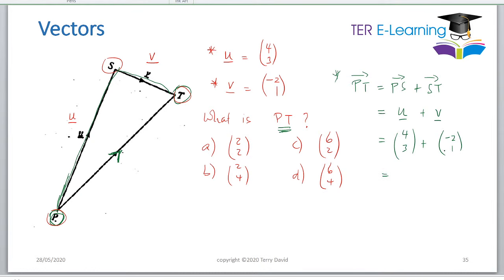So 4 plus minus 2 gives me 4 minus 2, which is 2. And then 3 plus 1 gives me 4. So the answer is 2, 4, which is B. So the answer for this question here is B.